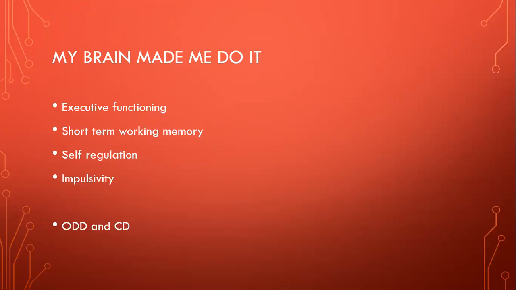I also want to mention that ADHD, if you want to conceptualize it this way, falls on a spectrum. We have ADHD on the low end of the spectrum. So the kids that are impulsive, have some social deficits, have a hard time regulating themselves. In the middle of the spectrum would be ODD, oppositional defiant disorder. And then on the far end of the spectrum is conduct disorder.